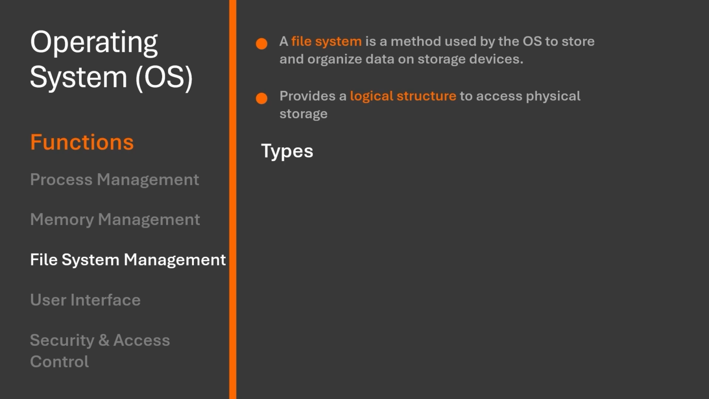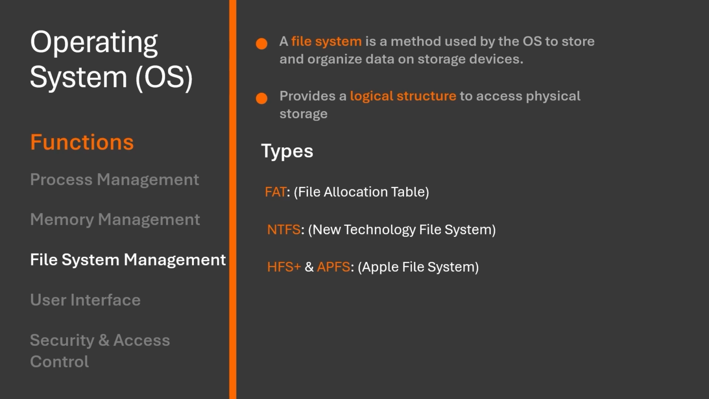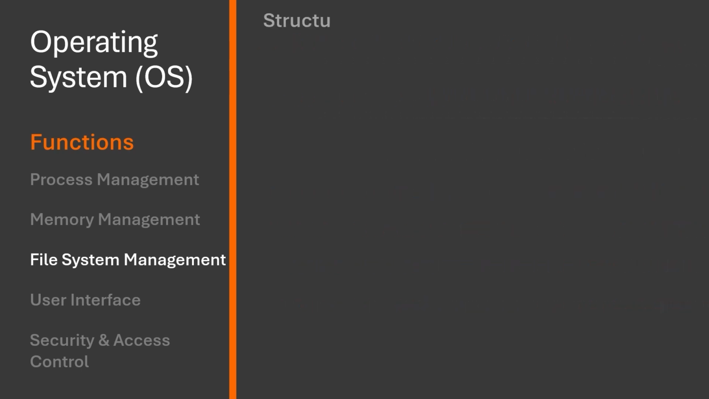Different operating systems use different file systems. Some common file systems include FAT, which is the file allocation table used in older systems and portable storage devices like USB drives. NTFS, which is the New Technology File System, is used by Windows for better security, large file support, and efficient space utilization. HFS Plus and APFS are used by macOS for advanced features like cloning and snapshots. ext4, or the fourth extended file system, is commonly used in Linux systems and is known for its robustness and performance. Let's look at the structure of a file system.